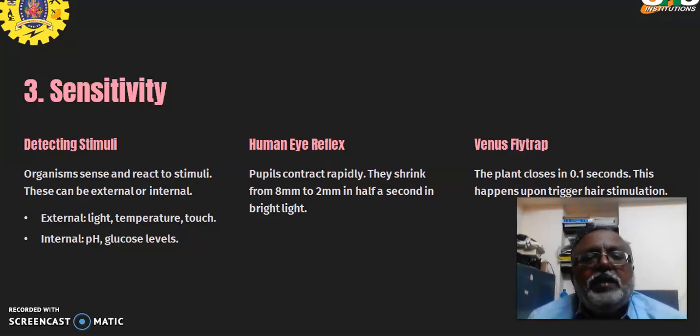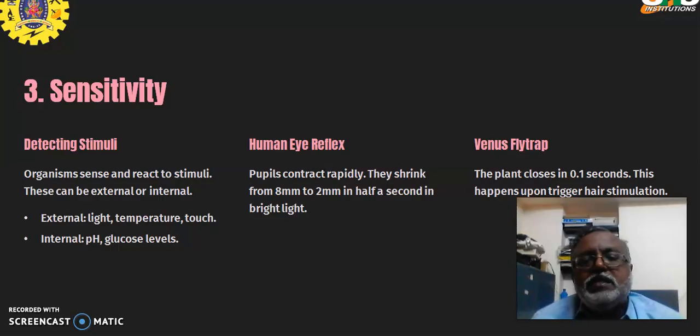Next, the human eye reflex. Pupils contract rapidly. They shrink from 8 mm to 2 mm in half a second in bright light. Under the condition of bright light, our pupils shrink between 8 mm and 2 mm.